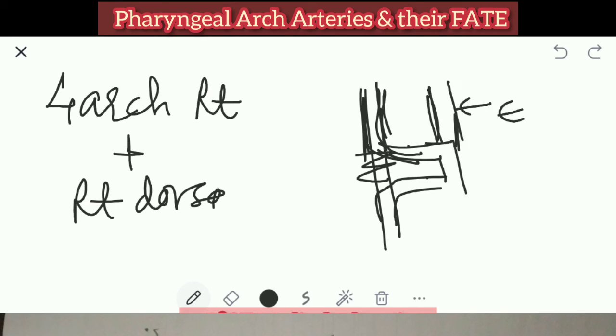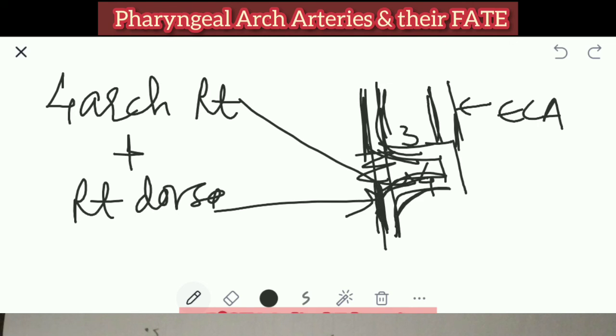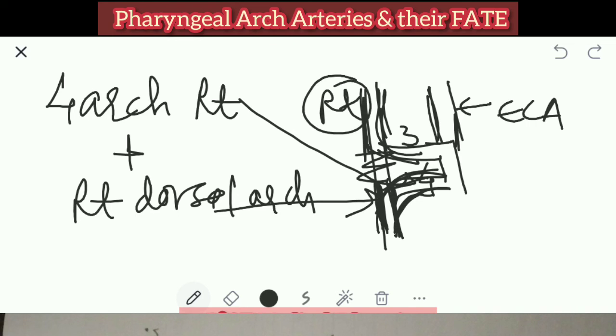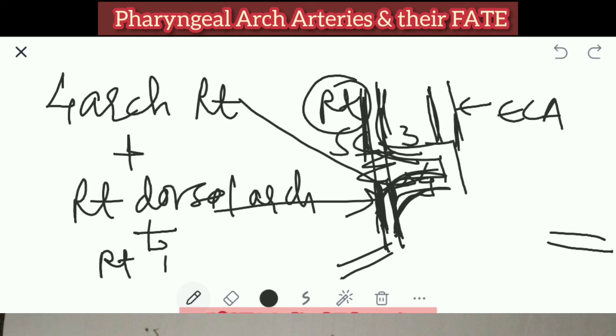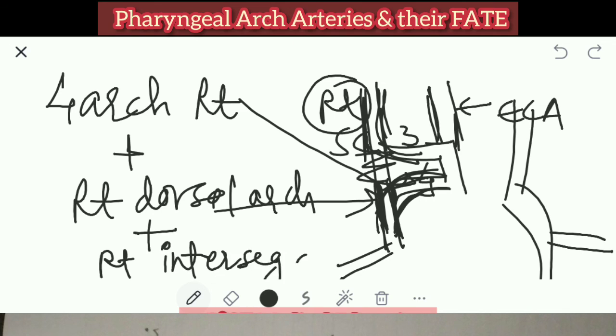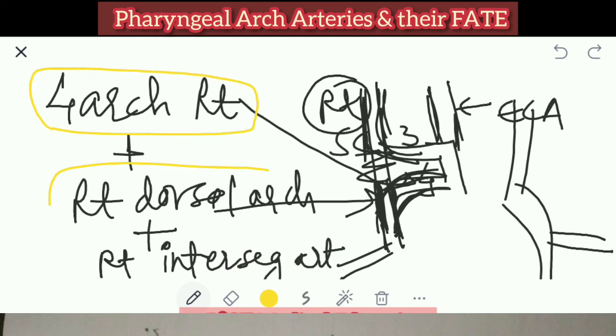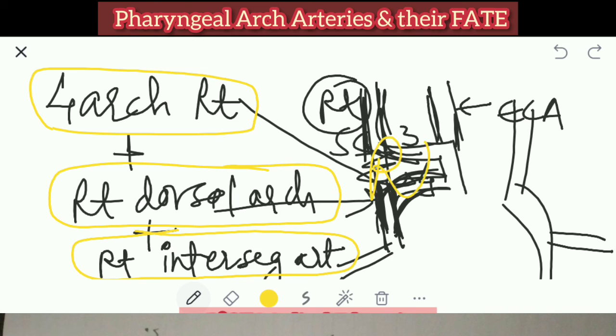So this is the external carotid artery. What happened is this is the third arch, this is the fourth arch. So this is becoming subclavian, so the fourth arch is contributing. Then this right dorsal, can you see this right dorsal arch? This right dorsal arch is also contributing in the formation of the right subclavian. And one more thing, that is the right intersegmental artery. I told you there is an intersegmental artery on both sides. So there are three structures which are forming the right subclavian artery. Are you able to see it? Right subclavian artery. This is an MCQ question.